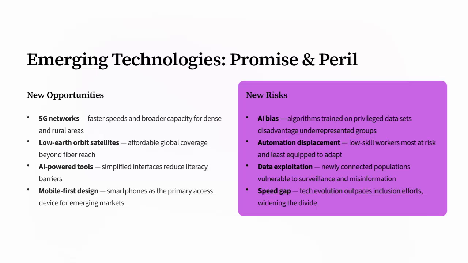Emerging technologies bring real promise, but they can also deepen existing inequalities. 5G, low Earth orbit satellites, AI-powered tools, and mobile-first design can expand access through faster connections, broader coverage, simpler interfaces, and devices people already use. At the same time, we need to address AI bias, automation displacement, data exploitation, and the growing speed gap between technological change and inclusion efforts. The central point is that connectivity alone is not enough. Without responsible design and equitable implementation, newly connected communities may face new forms of exclusion, surveillance, and misinformation.